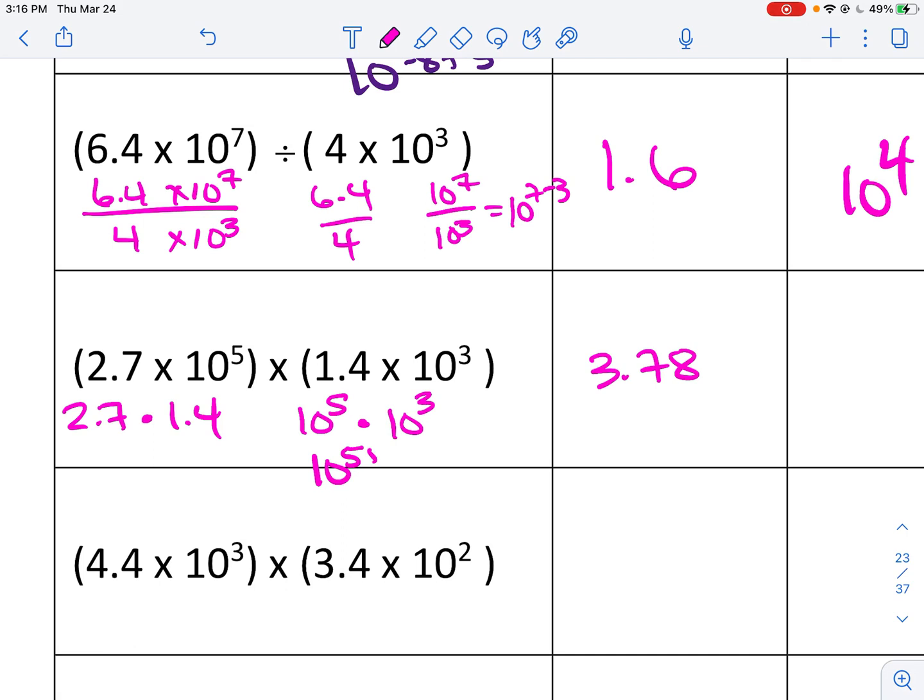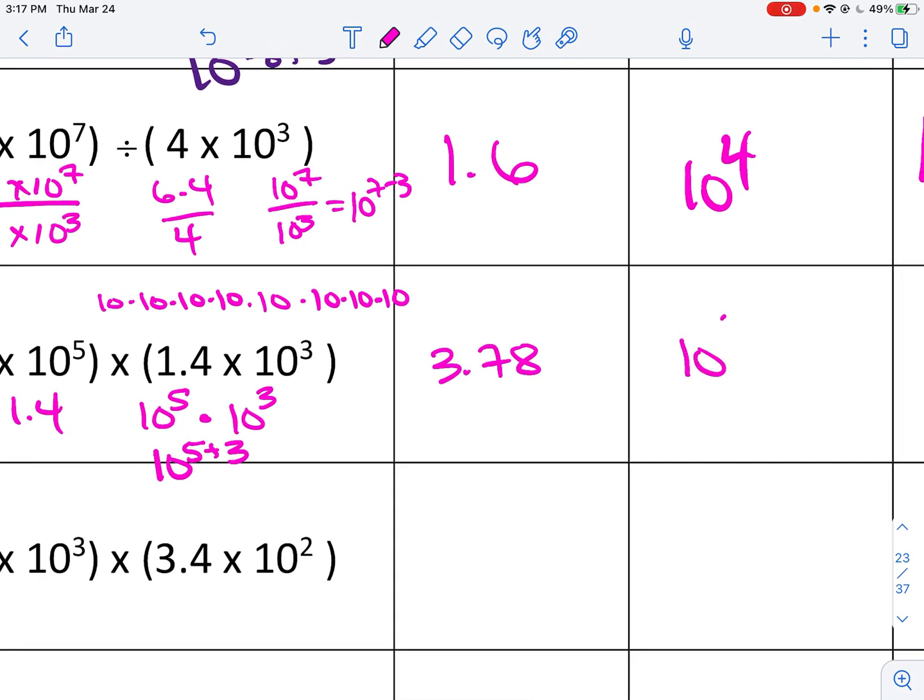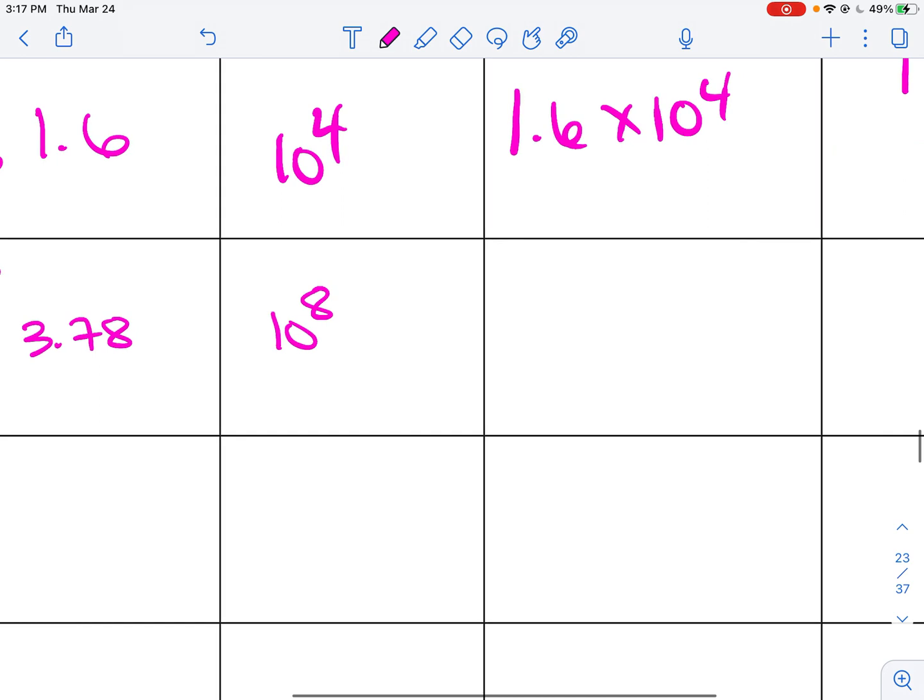So I'm adding my exponents. If you really want to write it out, you can: 4, 5, 1, 2, 3. But you'll get the same answer, 10 to the 8th power. The mantissa is correct, so we're going to write it down times 10 to the 8th.